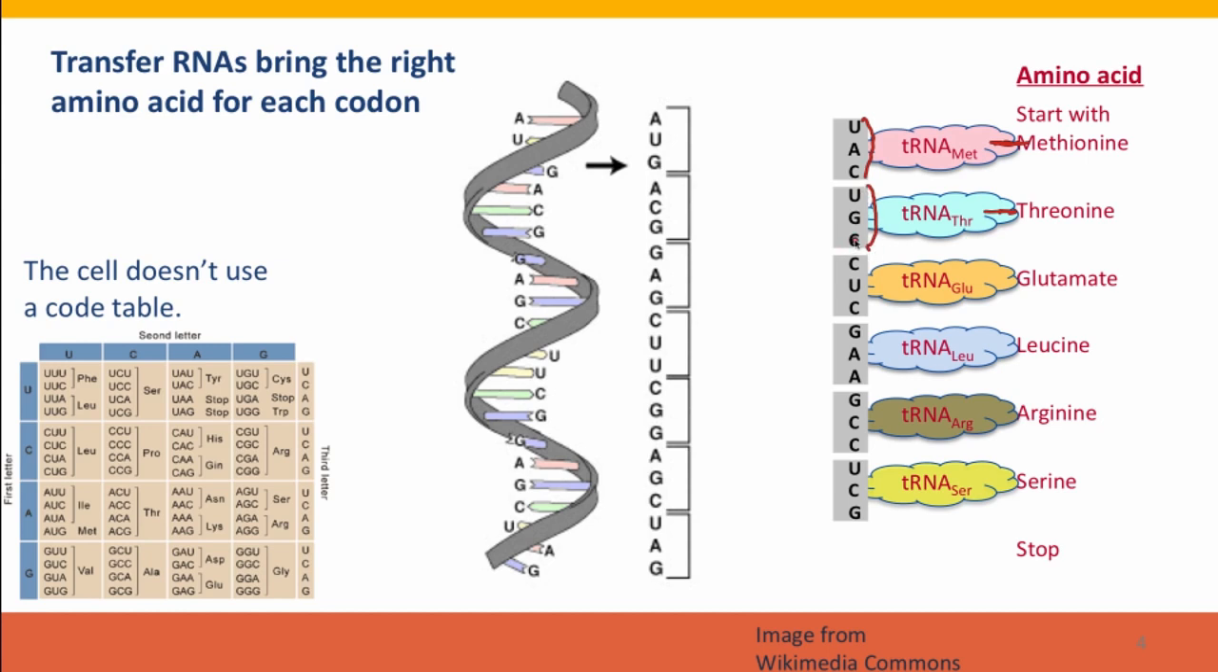So this is how the genetic code is used to translate the base sequence of a messenger RNA from the base sequence of a gene into the amino acid sequence of a protein.